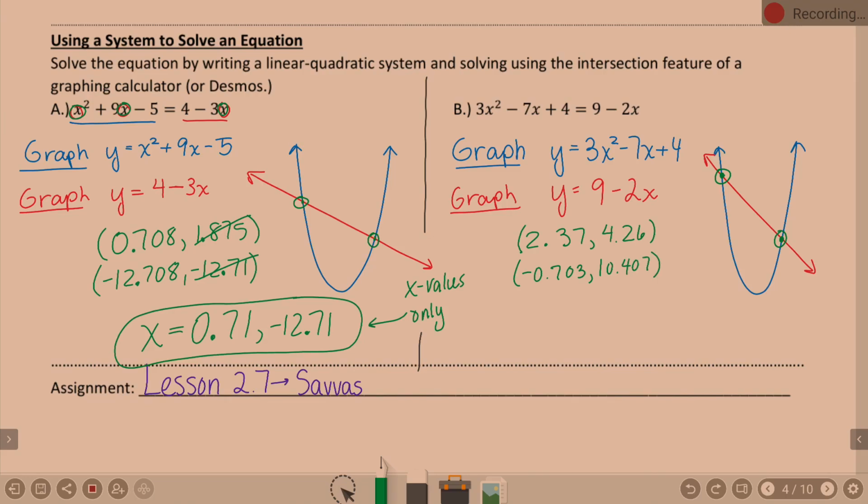What do we really only need to give as our answer, though? The x's, okay? There's only x in my original problem, so I only need the x's. So x is equal to the 2.37 and the negative 0.70. Okay? Again, x values only.